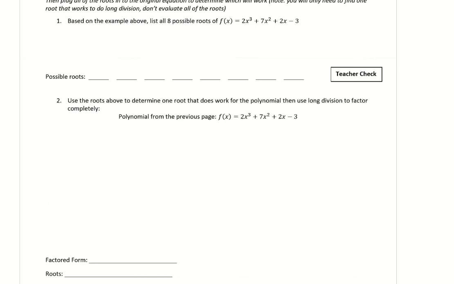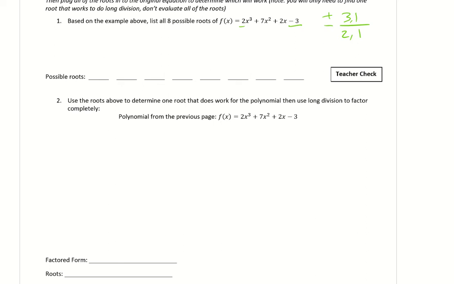Okay, I'm going to do a quick set of solutions for this assignment. So the first question is list all 8 possible roots of this polynomial. We're going to use the remainder theorem to determine what possible roots there are, the factors of 3 over the factors of 2. This is going to be plus or minus 3 and 1 over plus or minus 2 and 1.